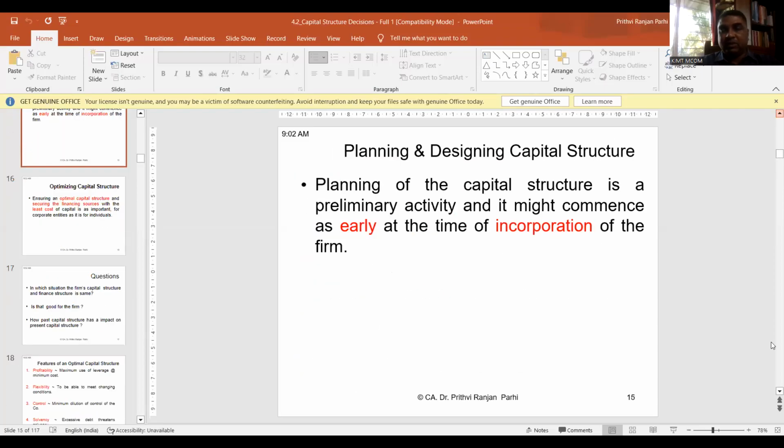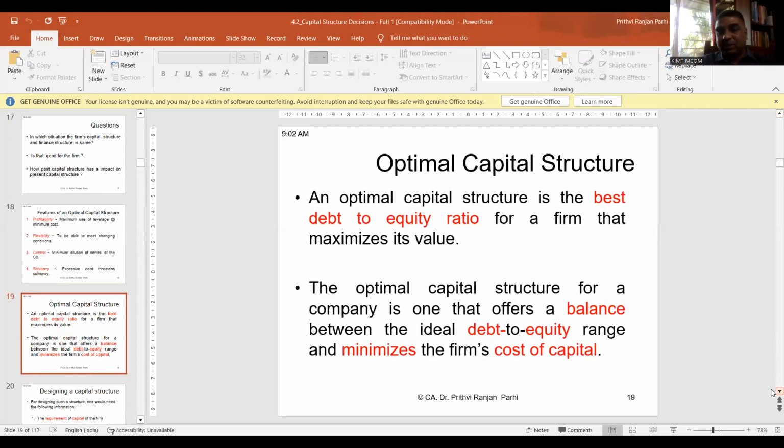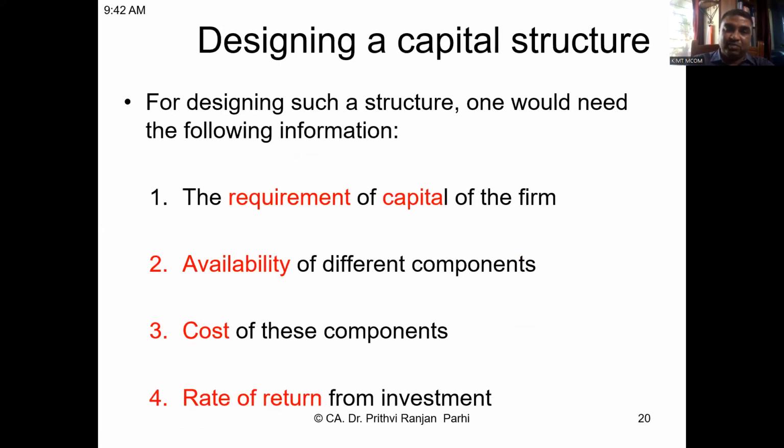In the previous class, we were talking about these questions. Features of optimal capital structure. What is optimal capital structure? We had already discussed this, but let us recapitulate. It means the best debt and equity ratio, that is, the best combination of debt and equity. At that combination, the overall cost of capital, or the weighted average cost of capital, is minimum. Consequently, the value of the firm is maximum. That is what we call optimal capital structure.